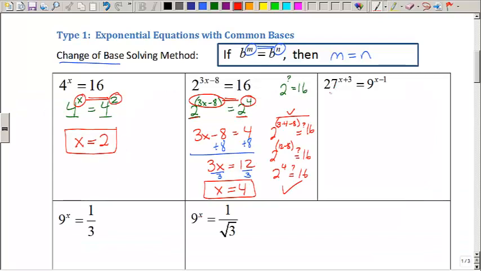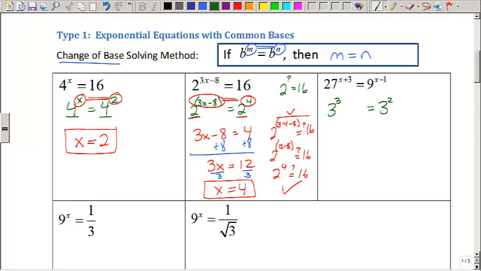For our next example, 27 to the x plus 3 equals 9 to the x minus 1, we have 27 and 9 as our two bases. In the previous two examples, all I had to do is rewrite one of the sides with a different base. But in this case, 27 can be rewritten as 3 cubed, 9 can be written as 3 squared, but I cannot write 27 as 9 to the something power. So it's easiest just to take it down to the smallest base that is common between them. In this case, we have 27 being 3 cubed, and 9 is 3 squared.